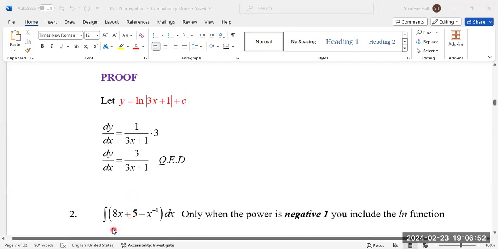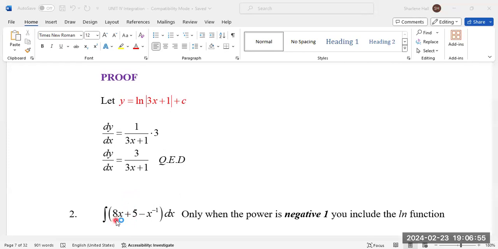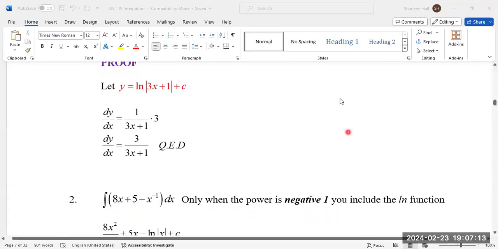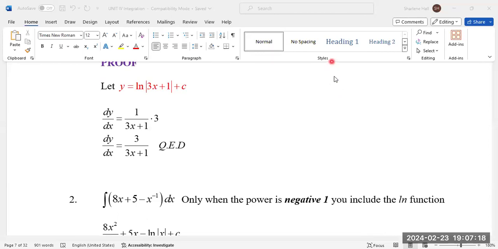So I'm giving you a function here to integrate. It says to integrate 8x plus 5 minus x to the negative first power dx. And I'm putting a little notation here. Only when the power is -1, you would include the ln function. Did I say that up top here? Anybody remember me saying that? Yes, sir.